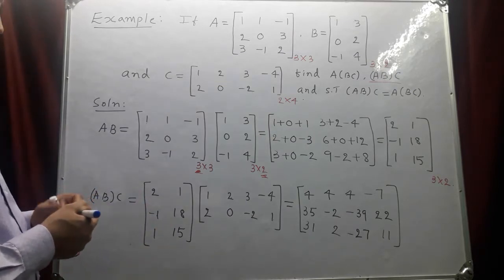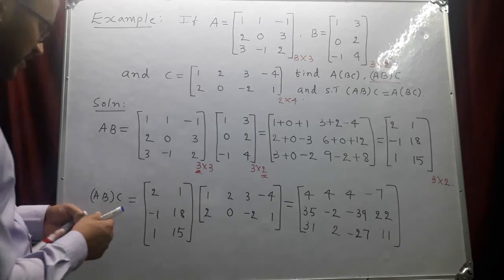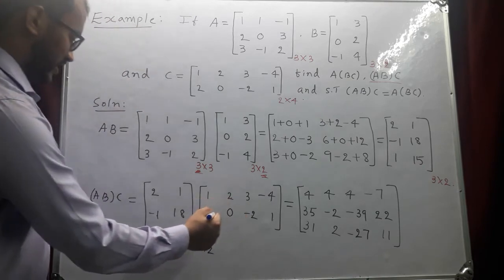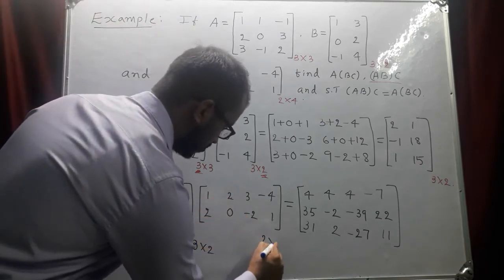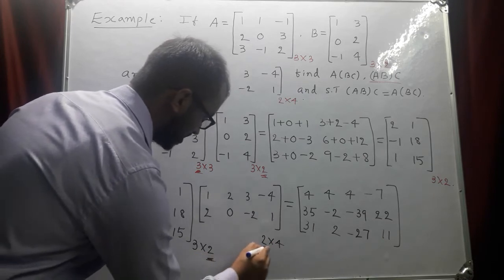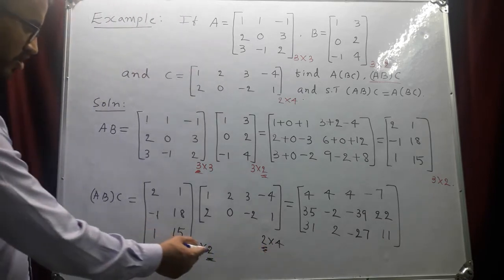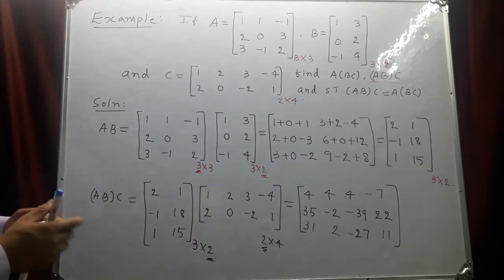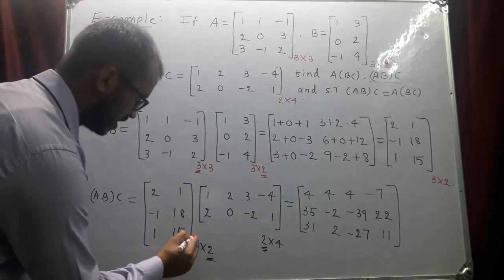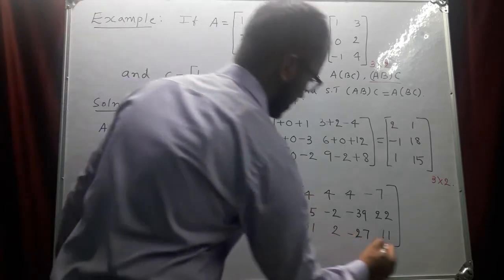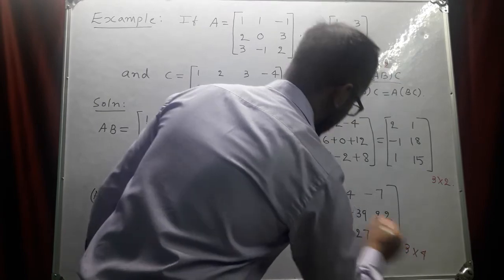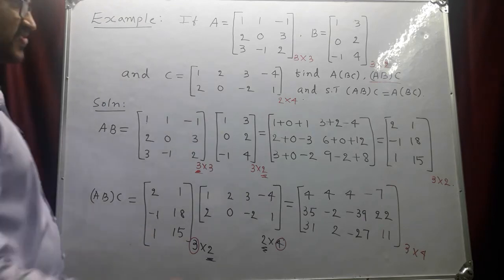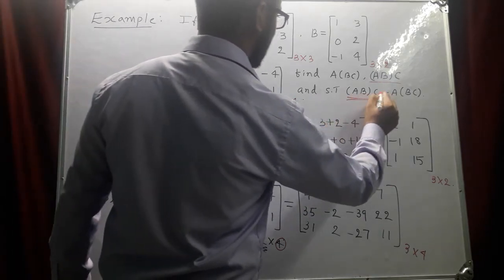Here also we can see that AB is of the order 3 by 2. Again C is of the order 2 by 4. We can multiply these two matrices because the number of columns in the first matrix is equal to the number of rows in the second matrix, and the order of the product matrix is 3 by 4. Clearly we can see that it has 3 rows and 4 columns. So we got the value of the left hand side, that is AB into C.